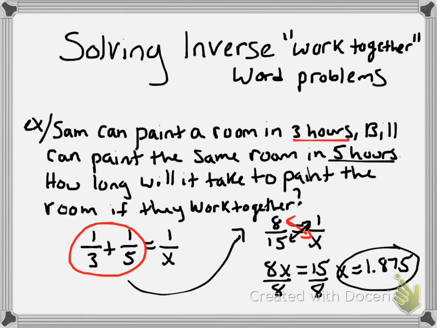So in this case, if they wanted to paint the room together, it would take them only 1.875 hours. Oftentimes with these problems, they're not nice, pretty numbers. They're often decimals. Alright, so if you need anything from this page, go ahead and get it. Pause the video if needed. I'm going to switch pages.